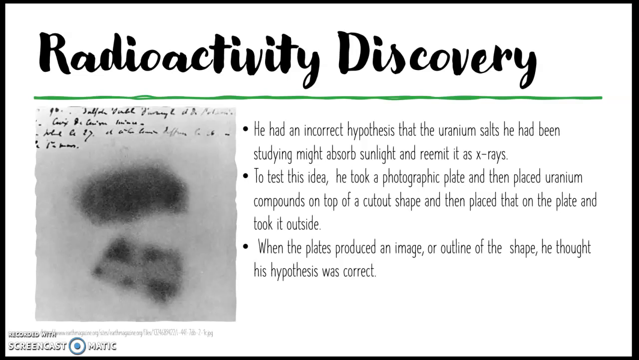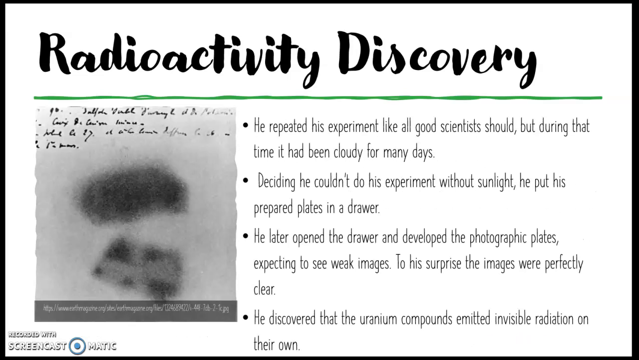To test this idea, he took a photographic plate, or you can think of it as photographic film, and then placed uranium compounds on top of the cutout shape, and then placed that on the plate and took it outside. When the plates produced an image or an outline of the shape, he thought his hypothesis was correct.